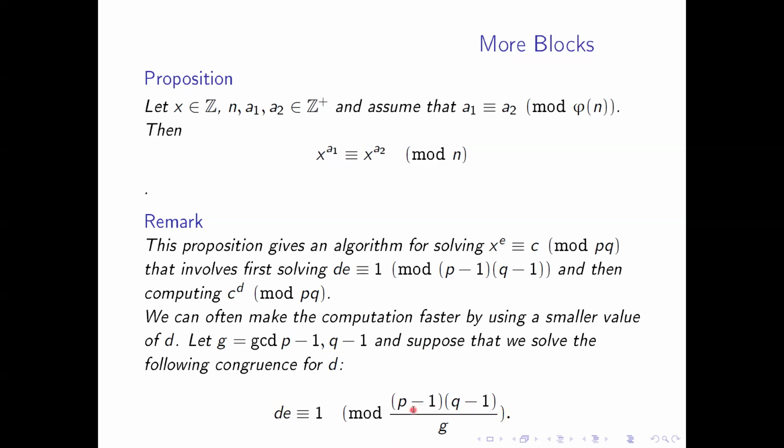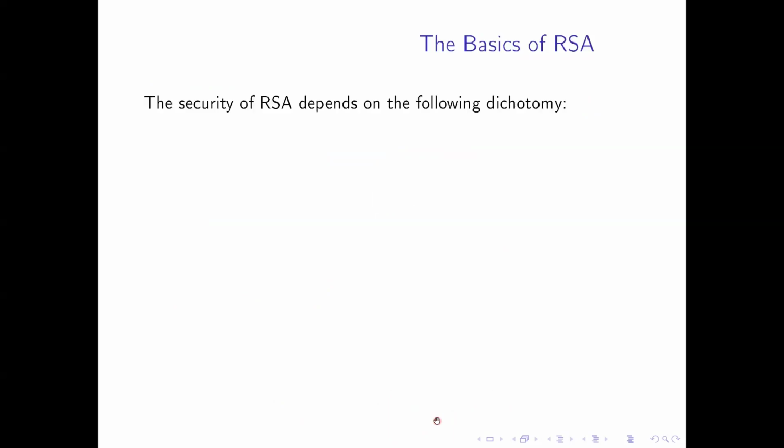And again, because p minus 1, q minus 1, as long as p and q are large primes, they're going to be odd. So p minus 1, q minus 1 will be even numbers and will be okay. All right, so let's get to RSA. Let's walk through how we actually encrypt all this.